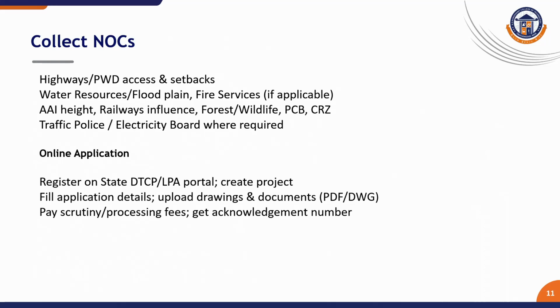A crucial step before application is to obtain a No Objection Certificate, or NOC, from various concerned authorities. This typically includes NOCs from highways or PWD for access and setbacks, from the water resource department if the land is near a floodplain, or from the fire service depending on the location. NOCs from the Airport Authority of India (AAI) for height restrictions, railways, forest department, Pollution Control Board (PCB), and coastal regulations clearance may also be required. The traffic police and electricity board also often feature on the list.